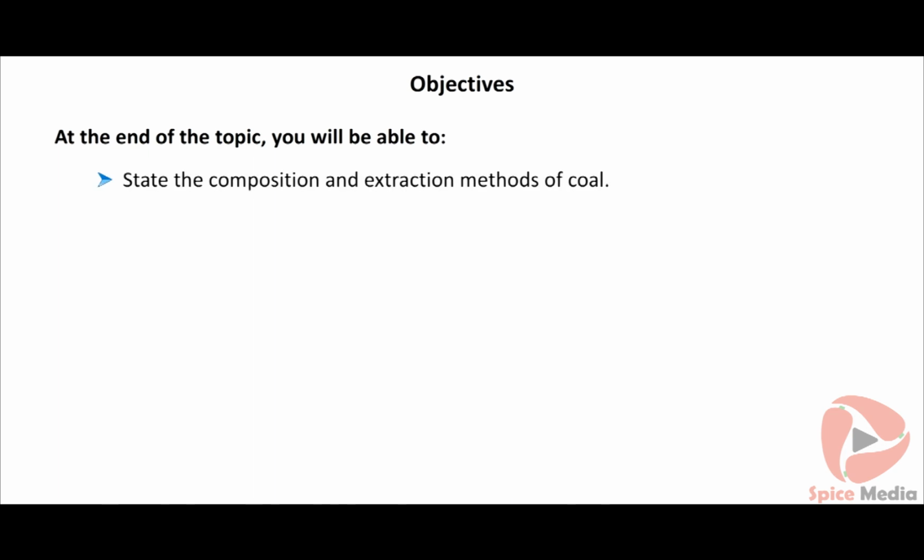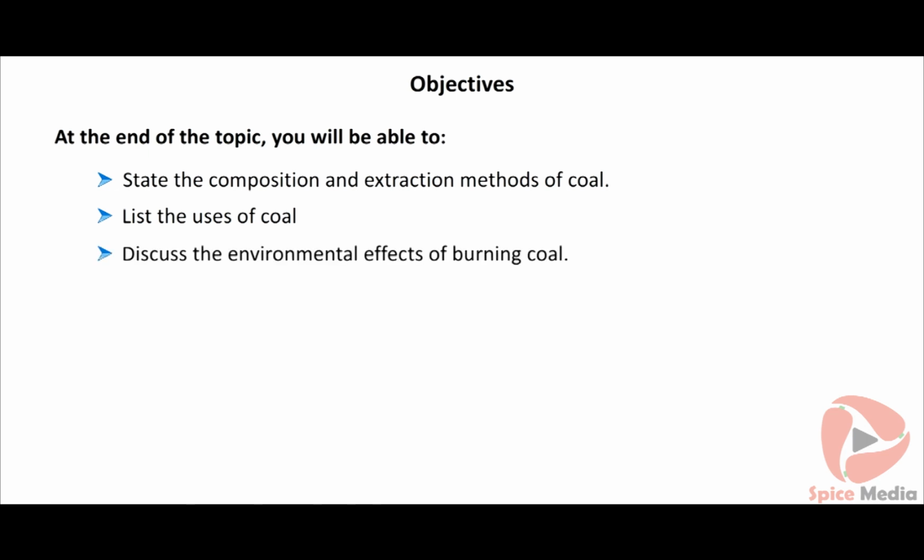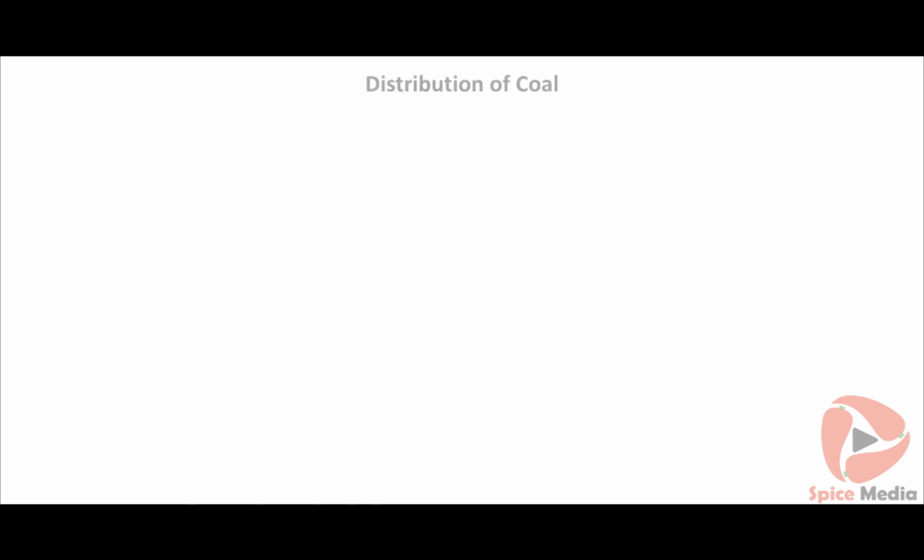At the end of the topic, you will be able to state the composition and extraction methods of coal, list the uses of coal, and discuss the environmental effects of burning coal. Coal is an example of an exhaustible natural resource and is a fossil fuel.